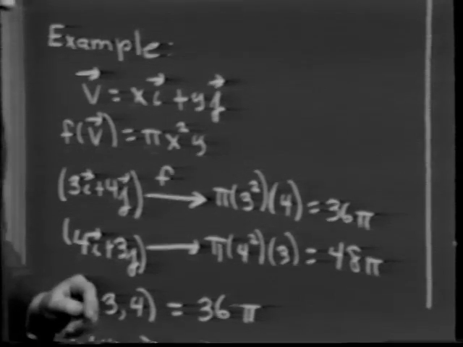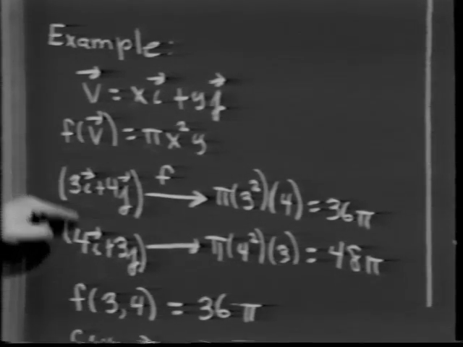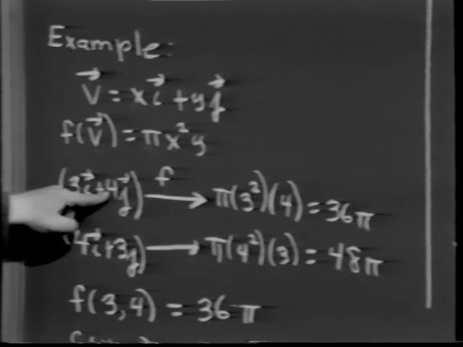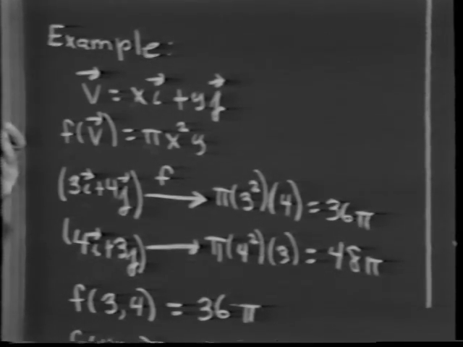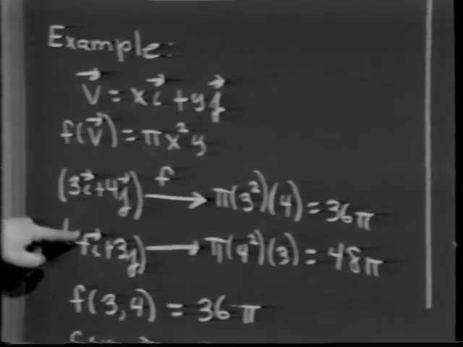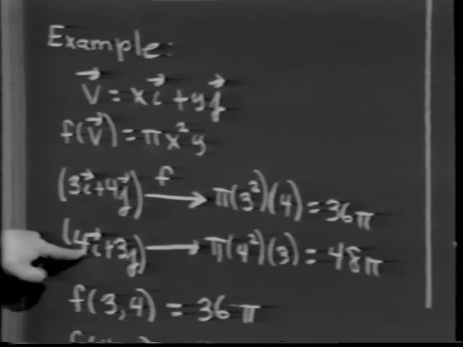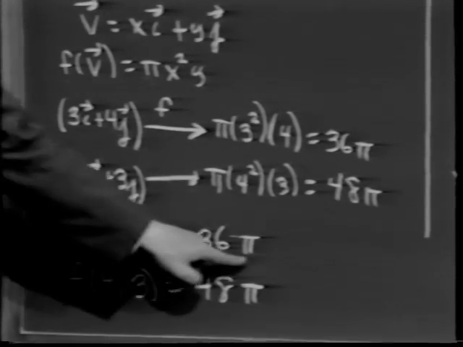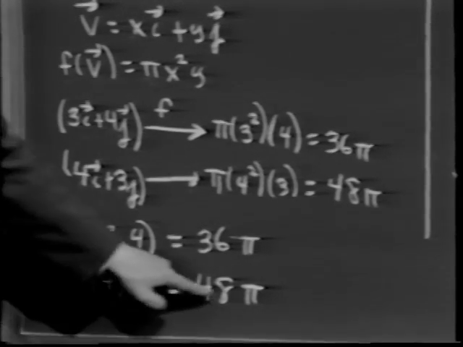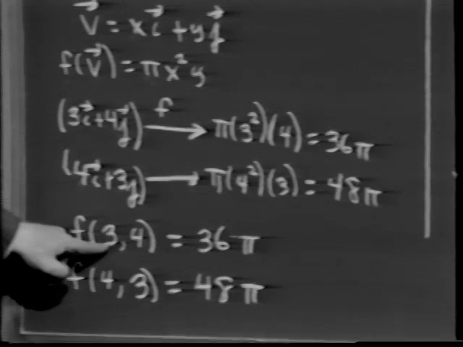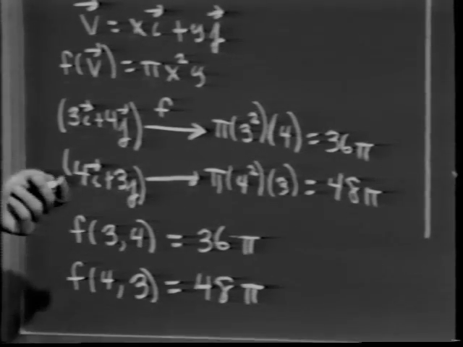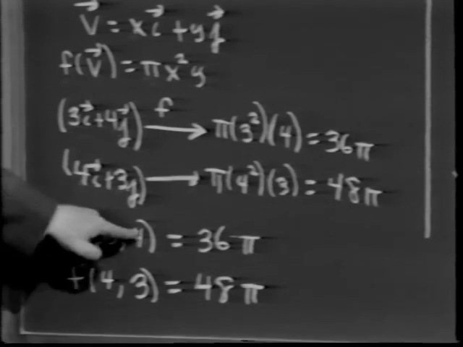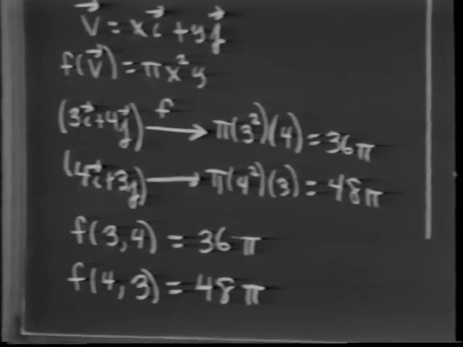Notice also that we have already allowed in our course the abbreviation that a comma b would represent ai plus bj, or a comma b comma c would represent ai plus bj plus ck. Applying this shorthand notation to these two vectors, f of 3 comma 4 is 36 pi, whereas f of 4 comma 3 is 48 pi. That's exactly what we mean when we say that we may treat a two-dimensional vector as an ordered pair. It's not only a pair, but the order makes a difference, both in what the vector is and in what the output of the f machine is.